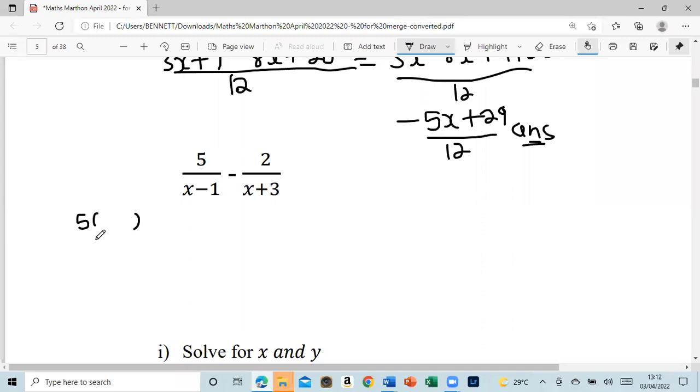Sir, what you got? Sir, for this, is it supposed to have two denominators? Two denominators? Yeah, the product of this. I got 3x plus 17 over x minus 1 and x plus 3. Yeah, I got that as well.